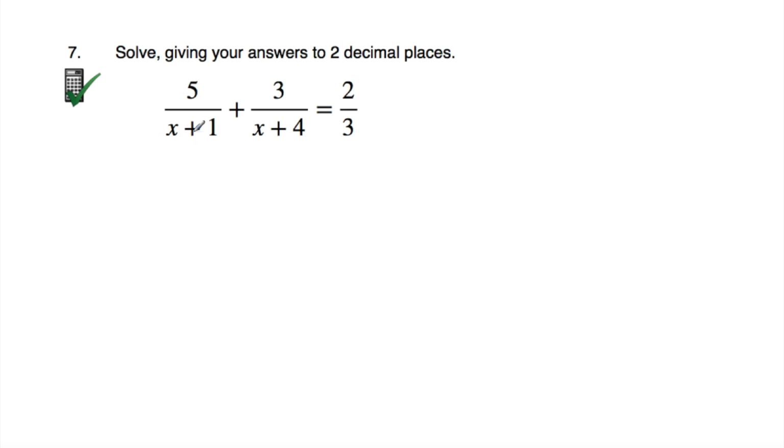Okay, so we want to add together these fractions on the left-hand side, so let's give them the same denominator. So let's find a common denominator. We're going to multiply both the numerator and denominator of this fraction by x plus 4, and we're going to multiply both the numerator and denominator of this fraction by x plus 1. So if we times both the numerator and denominator of this fraction by x plus 4, we would get 5, and then in brackets x plus 4, close brackets, all over x plus 1, but we're now timesing that by x plus 4.